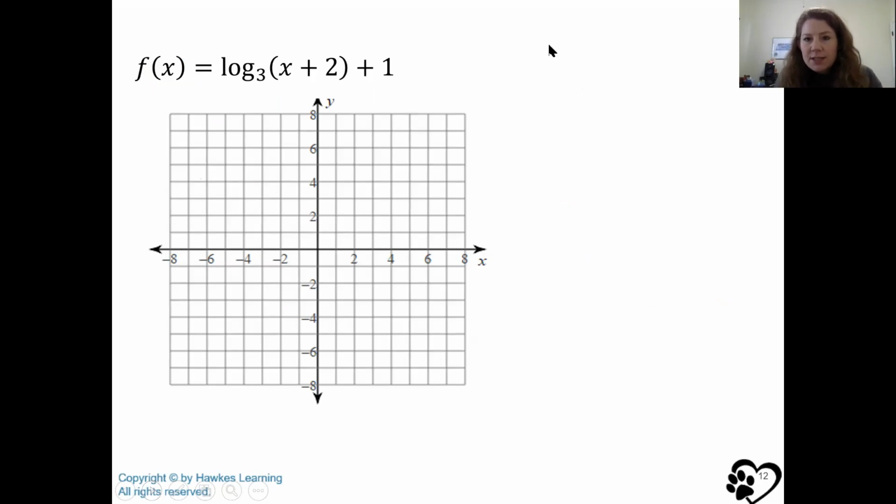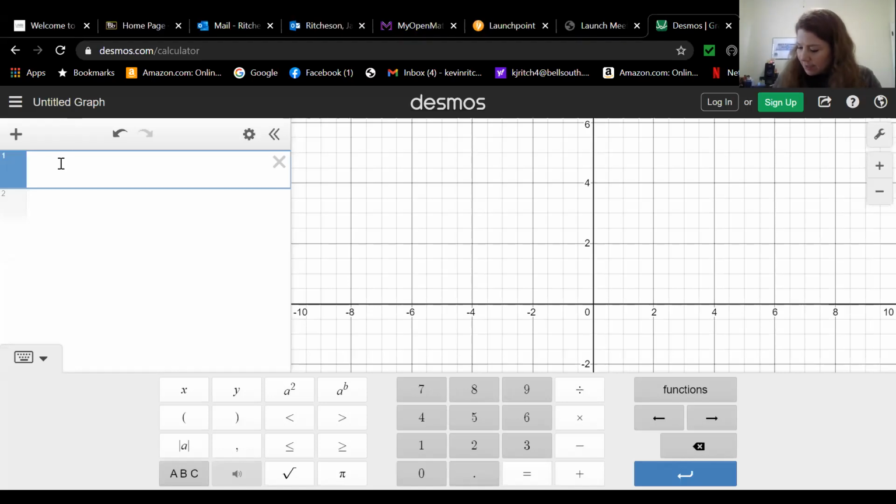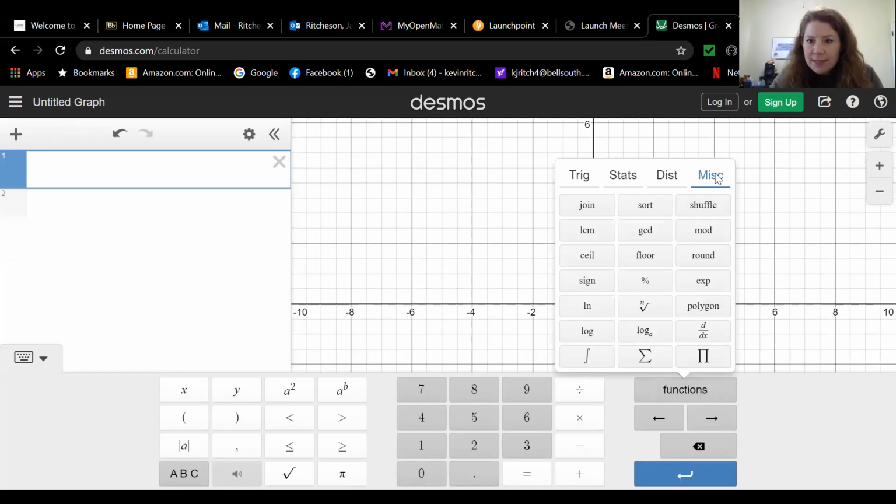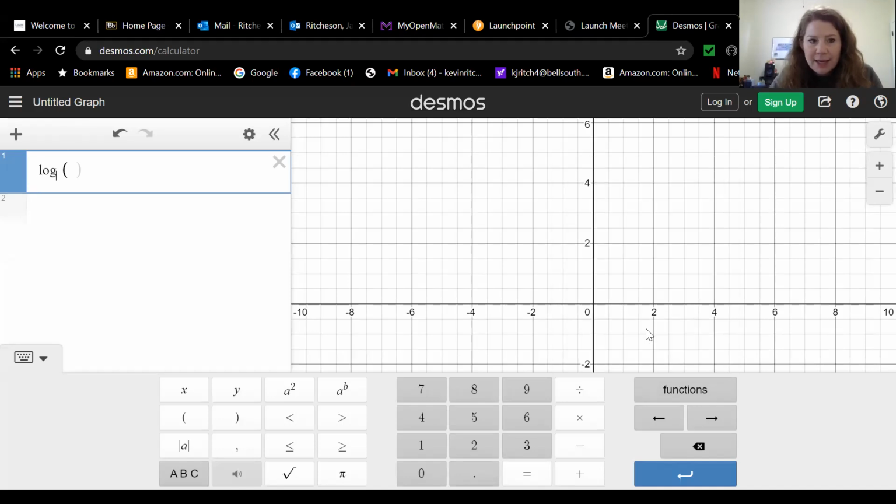So let me stop sharing for just a minute. I'm going to find Desmos on my computer. Beautiful math, isn't that what it says? All right, so I'm just going to type, I'm not even putting f of x or y equals. I'm just going to start with my log. So if you come down here to functions and go to miscellaneous on the end, I assume we all have them in the same spot, right here, log base a. On this one, our base is 3. In our parentheses, we're going to write x plus 2. And then outside the parentheses, we're going to put +1. That's exactly what I just saw.